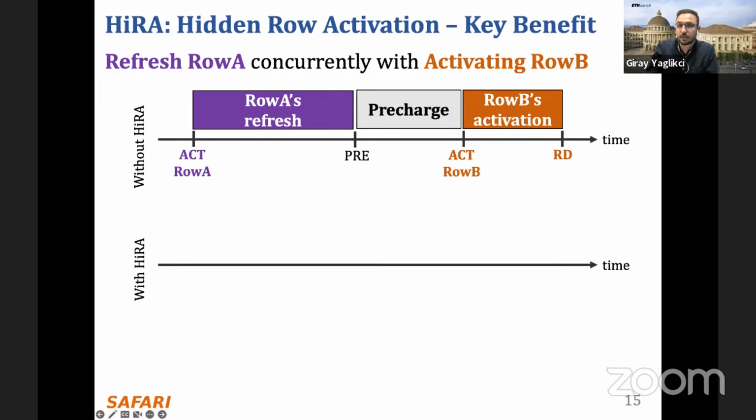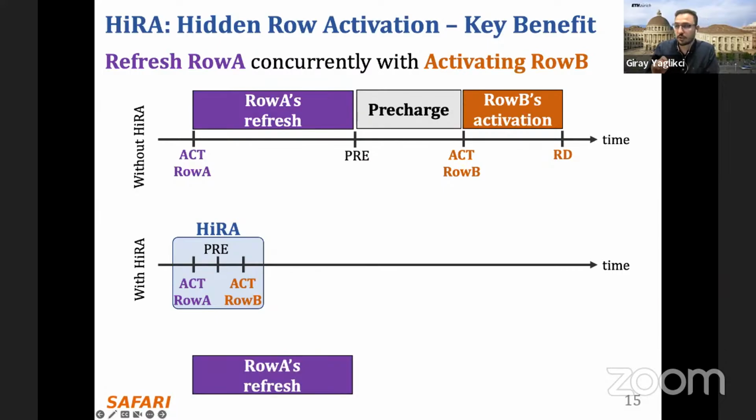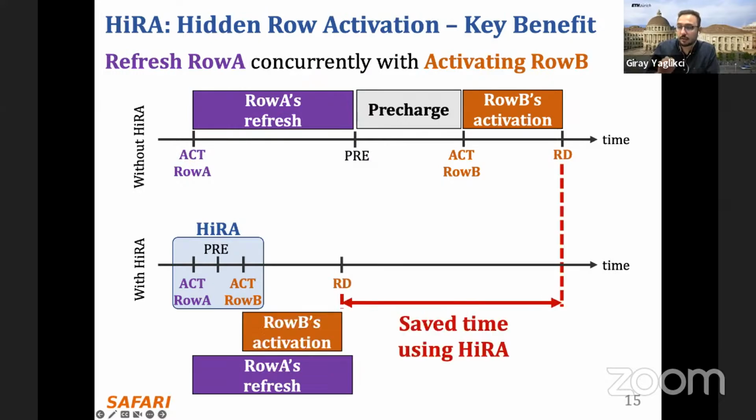So this is the latency we would observe. When we do the same operation using HiRA, we send a sequence of activation, precharge, and activation commands in quick succession. The first activation initiates row A's refresh, and we don't need to wait for this process to complete because we overlap the latency. The second activation initiates the activation of row B. Once row B's data is in the row buffer, we can issue the read command. By doing so, we can save this much time.